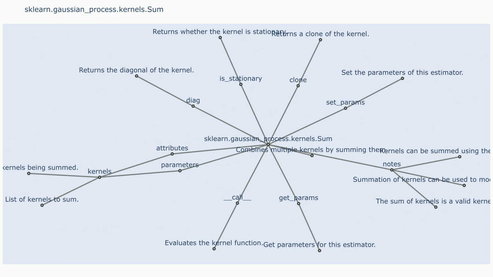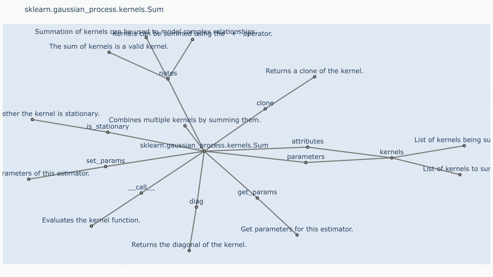Conclusion. Sklearn's Gaussian process kernels provide a powerful set of tools for modeling complex data relationships. By understanding their properties, parameters, and capabilities, you can build effective GP models that capture intricate patterns and deliver accurate predictions. Remember to experiment with different kernels and combinations to find the best fit for your specific task.